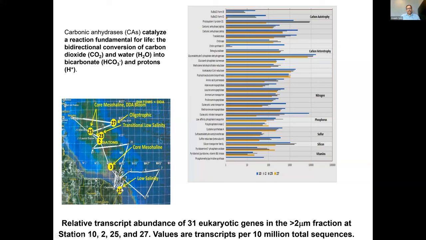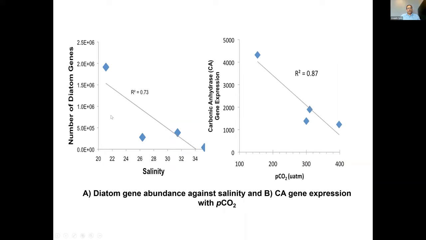And I will just show you along this axis that the number of diatoms were highest at low salinities and where the PCO2 concentrations were the lowest. This is the number of diatom genes, which is consistent with what we were seeing in the FlowCam counts and also in our other data sets, the microscopy. And what you also saw was that this carbonic anhydrase was very high in low CO2 waters.